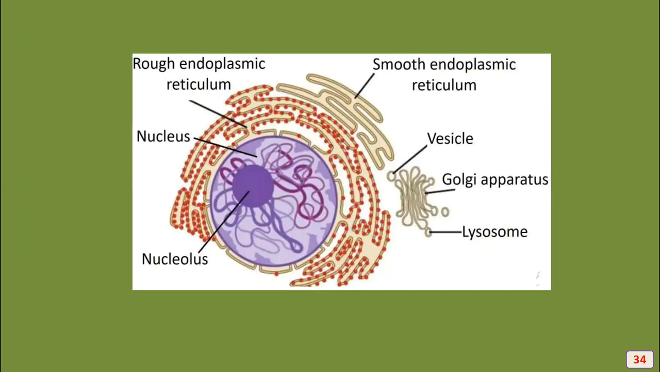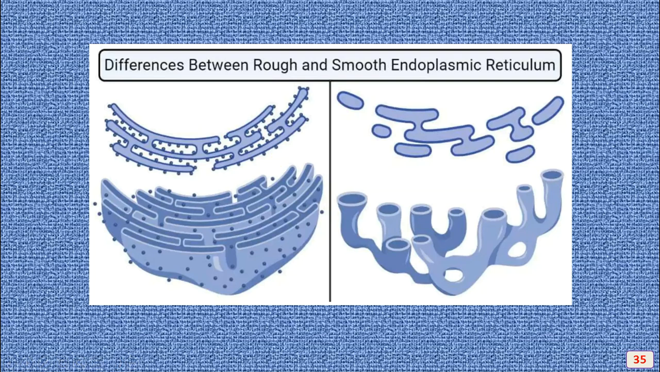Here you can see the rough endoplasmic reticulum. Please go through this, and the smooth endoplasmic reticulum is also adhering to the lipid bilayer. Whereas the vesicles and the Golgi apparatus are also important in particular cells. Then the difference between rough and smooth endoplasmic reticulum, so you can go through the photo.